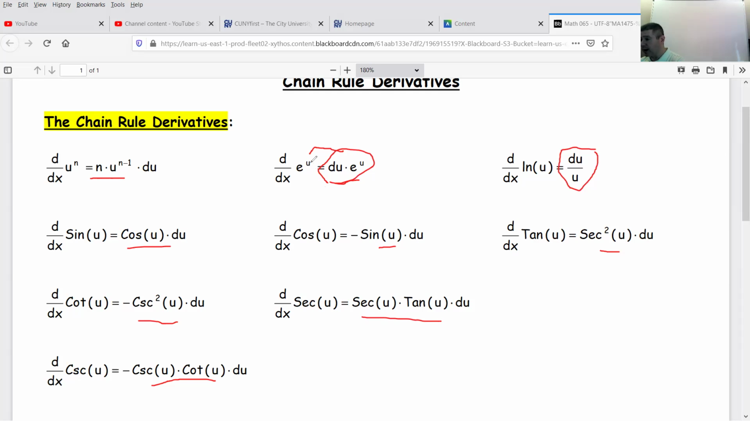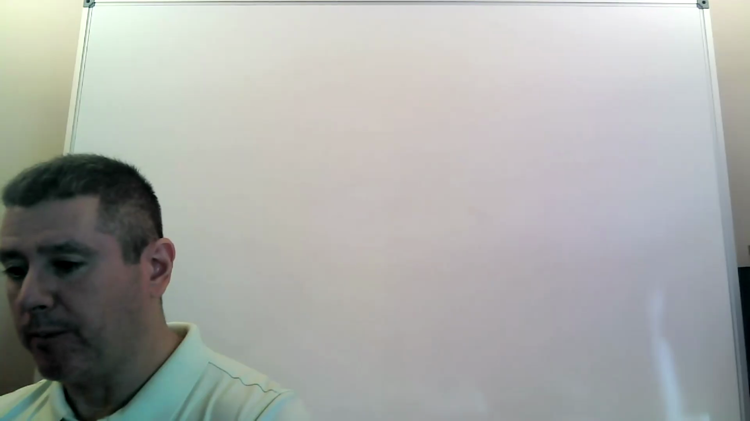The U, if it's e, the U is the power. If it's a fraction, the U is the bottom. If it's any of the trig functions, then the U is the angle. And of course, obviously, if it's something being raised to a power, even if that power is a fraction, like a radical, like half power, third power, doesn't matter, the U is inside, right? It's what's being raised to the power. So hopefully that helps. And then I'm going to start doing the examples.